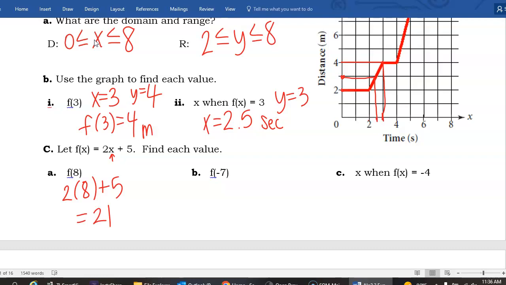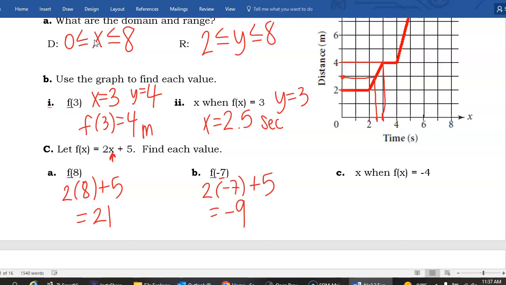Same deal. We have our input value of -7. We're going to input that in the function, replacing our x with -7. 2 times -7 is -14. -14 plus 5 is -9.